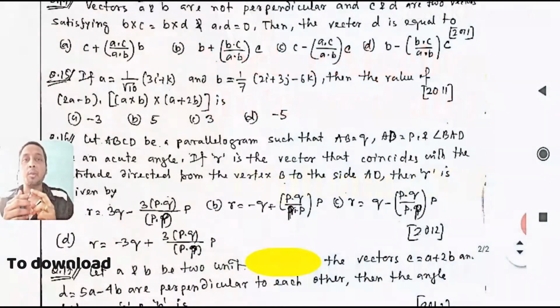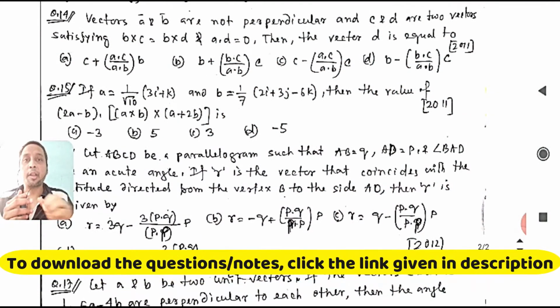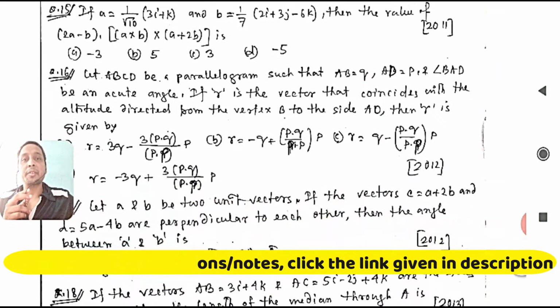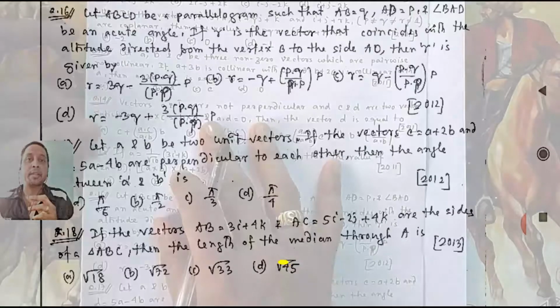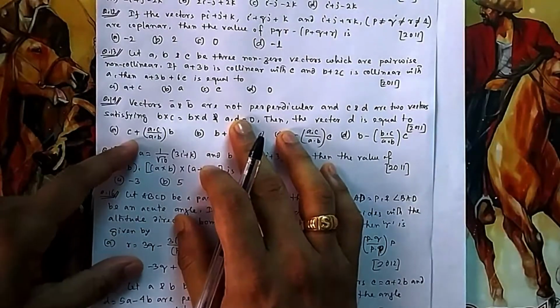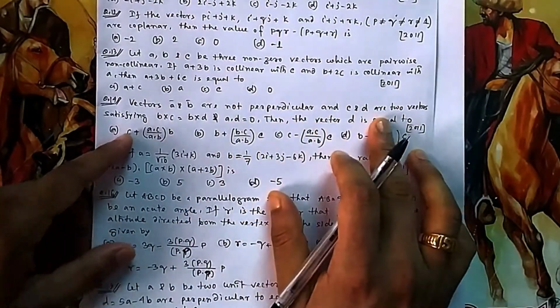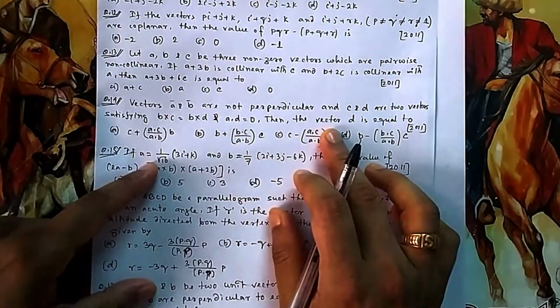Okay students, welcome you all to this new lecture in intermediate level where we are solving previous year JEE Main questions on vector algebra. So today we will be solving question number 14, 15, 16, 17, 18. Okay, then let's see this. Vectors A and B are not perpendicular, and C and D are two vectors satisfying this, and A dot D equal to 0. So what is given?